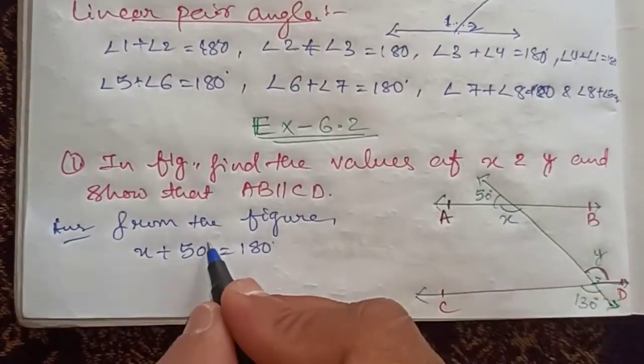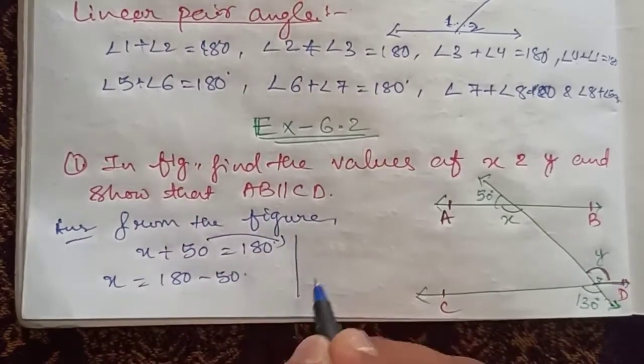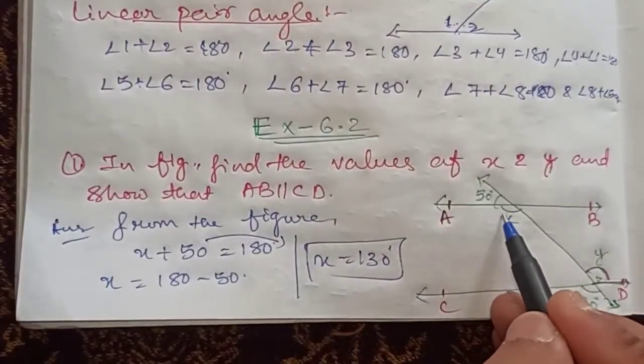X plus 50 is 180. X equals 180 minus 50. X equals 130 degrees. How much did we get? X we got 130 degrees.